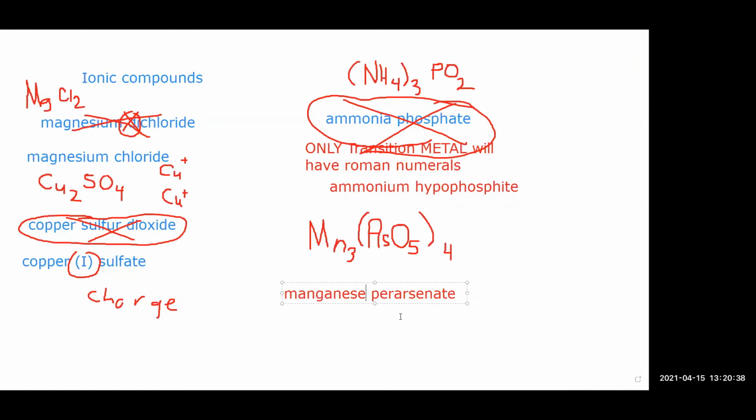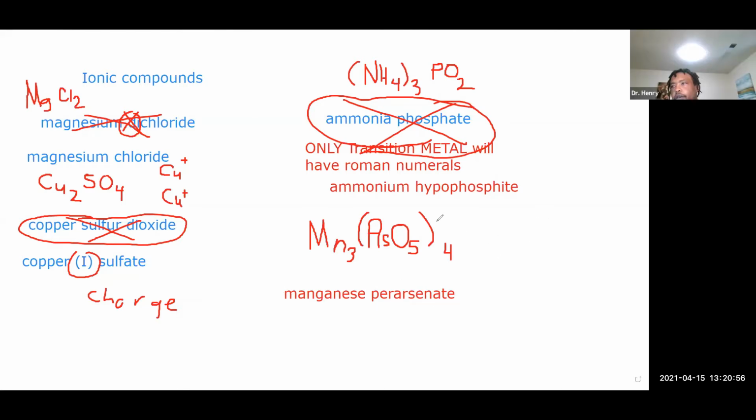And for the Roman numeral, since it's a transition metal, arsenate has a charge of 3 minus times 4 would make -12, and then just divide -12 by the 3 manganese, which would make each one have a charge of +4. So just Roman numeral 4. So we know that arsenate, per arsenate, it's going to be 3 negative.